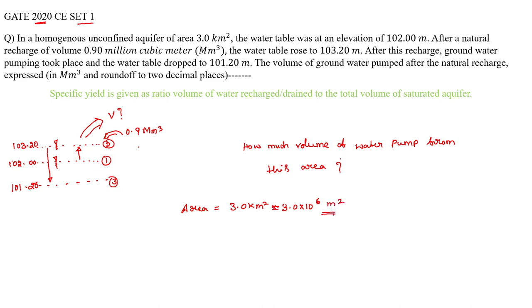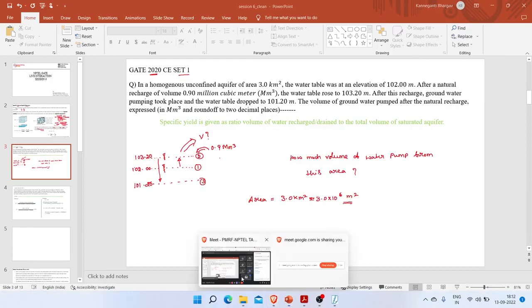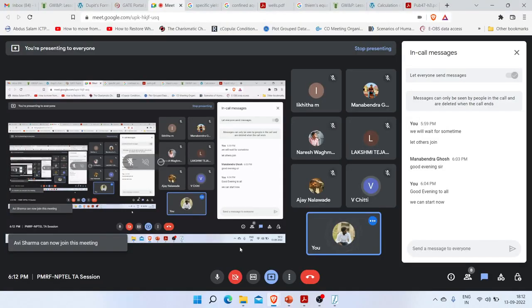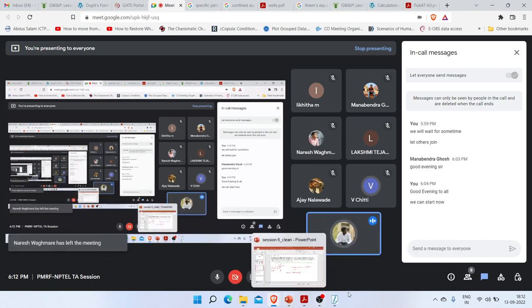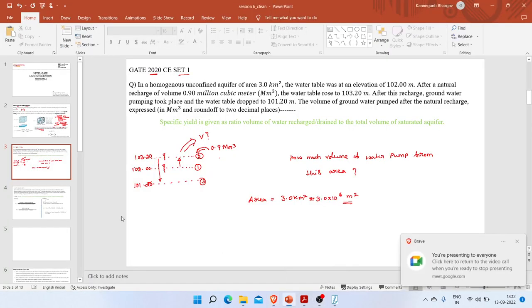Does anybody have an idea how we can solve this question? Just guess it. How can we start this, how can we solve this question? You can guess it. Maybe it can be wrong, but you can still try.